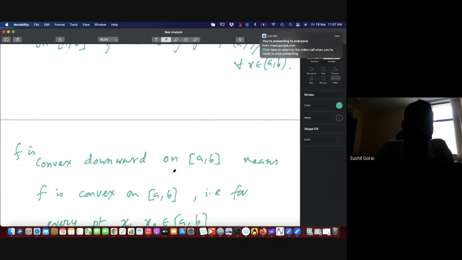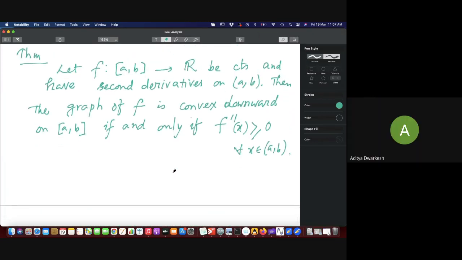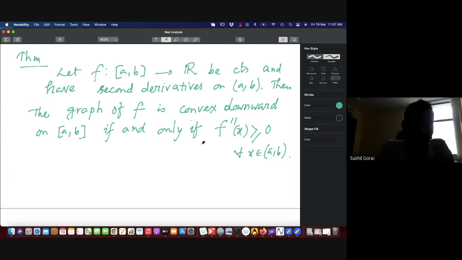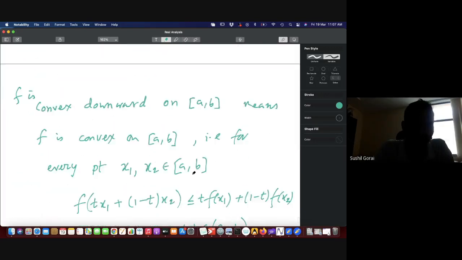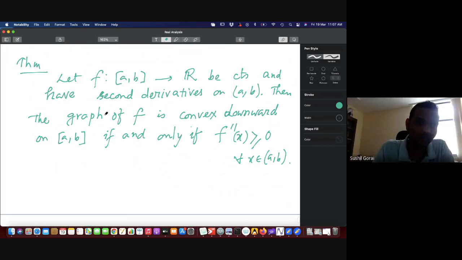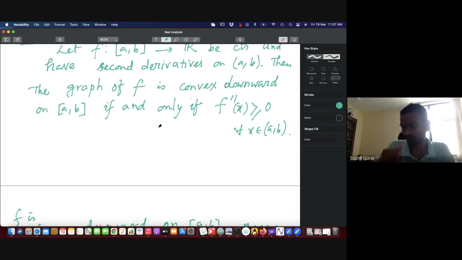Can you see my screen? Yes. So this is the theorem we are going to prove today. All right. So here it is. Let me state it in other terms, which will be actually useful later as well.